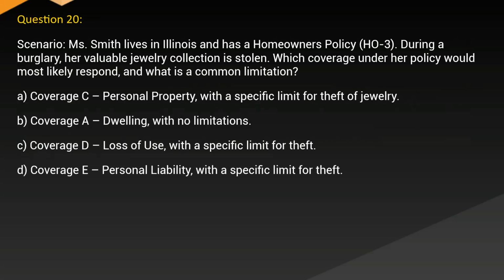Question 20, scenario: Ms. Smith lives in Illinois and has a homeowner's policy, HO3. During a burglary, her valuable jewelry collection is stolen. Which coverage under her policy would most likely respond, and what is a common limitation? A. Coverage C, personal property, with a specific limit for theft of jewelry. B. Coverage A, dwelling, with no limitations. C. Coverage D, loss of use, with a specific limit for theft. D. Coverage E, personal liability, with a specific limit for theft.